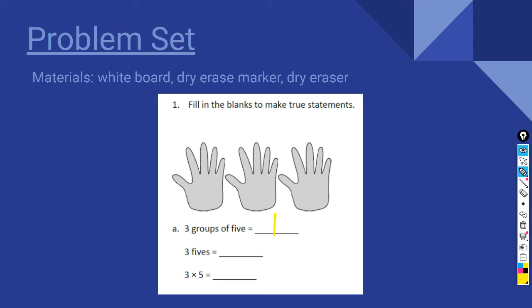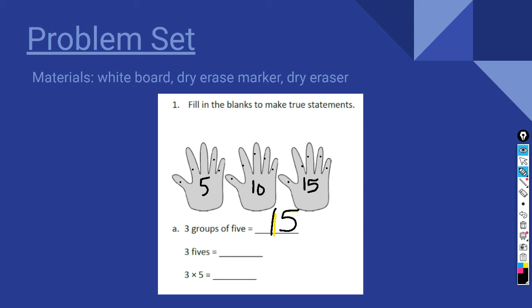3 groups of 5 equals, I'm gonna do a different color, you can see better. 15, okay? So you could have counted each finger, 1, 2, 3, 4, 5, 6, 7, 8, 9, 10, 11, 12, 13, 14, 15. Or if you already know how to count by fives, you could have just counted by fives. 5, 10, 15. 3 groups of 5 equals 15.